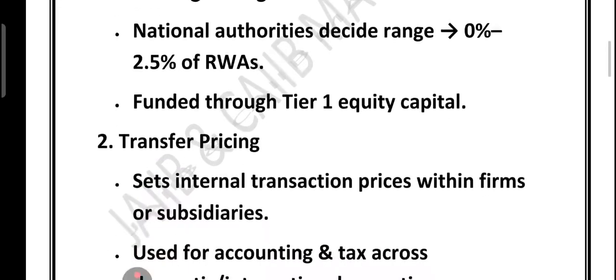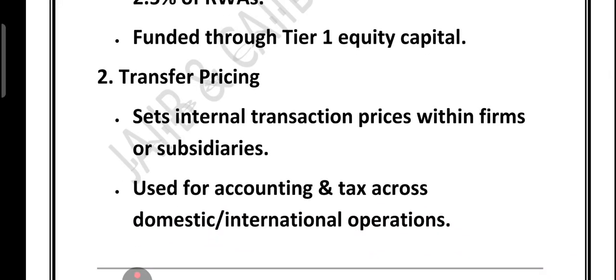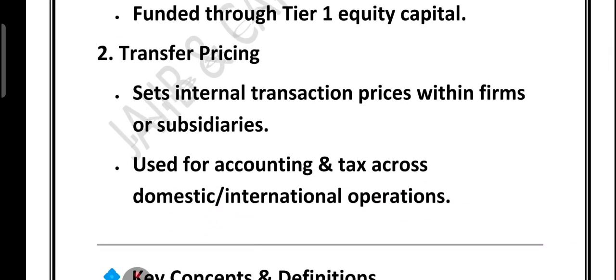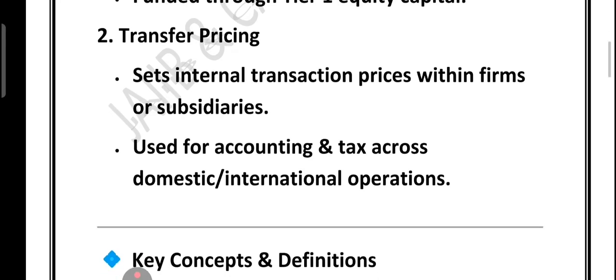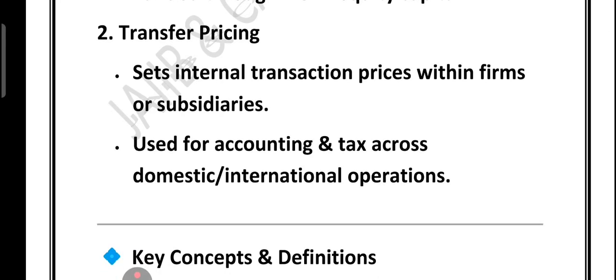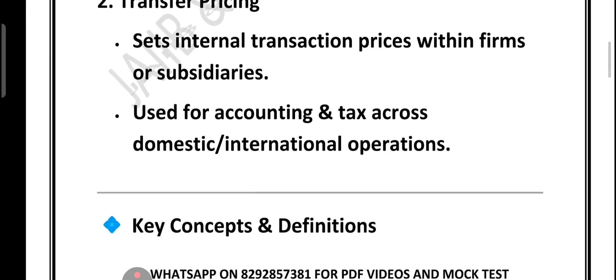equity capital. Now transfer pricing means setting the internal transaction price for goods and services exchanged between different branches. In a bank there are different branches, and goods and services are constantly being exchanged between the branches. So what should be the price, right? So we set the internal transaction price, that's called transfer pricing, right? So suppose goods and services are being exchanged between the branches, between the departments, between the subsidiaries of the same organization. In that case, what should be the internal transaction price, right? That is called transfer pricing.